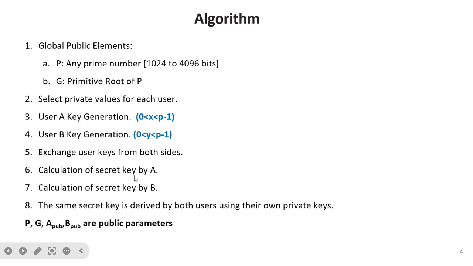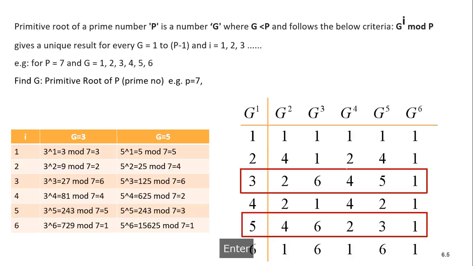Now the calculation of the secret key by A. Here user A will use its own private key and the shared public key of B, and B uses its own private key and the shared public key of A to calculate the key, and the key generated is the same on both sides. The same secret key is derived by both users using their own private keys. Now the public parameters are nothing but prime number P, primitive root of P, A public and B public.